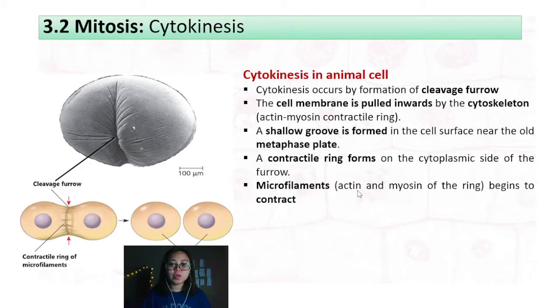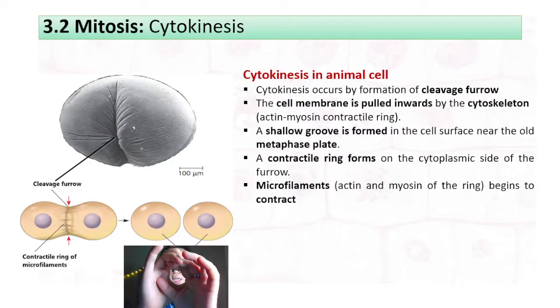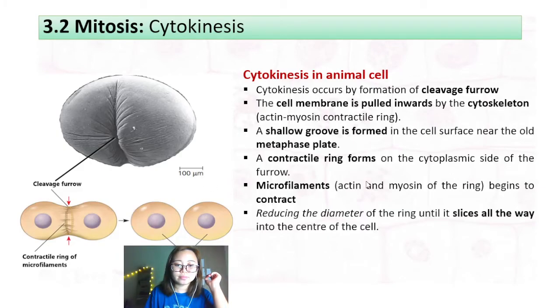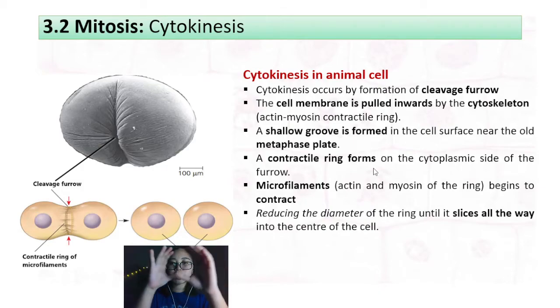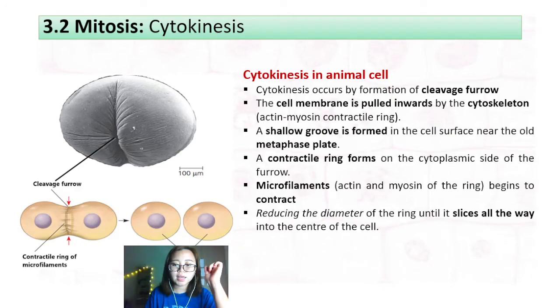Microfilaments, which is the actin and myosin inside the ring, will begin to contract. Dia akan mula mengecut. Okay, this ring will slowly become tighter and tighter and tighter. Dia akan mengecut semakin lama semakin ketat. Therefore, it will reduce the diameter of the ring until it slices all the way into the center of the cell. So, dia akan mengecilkan diameter sel sehinggalah sel itu terpisah. Slices all the way sampai dia kasih belah separuh.